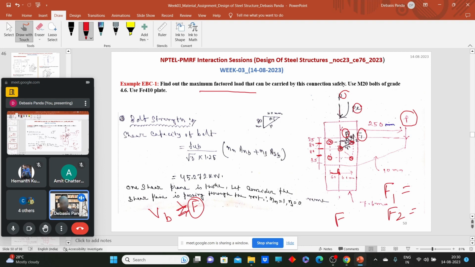What will be the strength of the bolt? Here we have to use an M20 bolt of grade 4.6. What will be the shear capacity of the bolt? How many shear planes are there? Here two plates are there, 1 and 2, so there is one shear plane. Here I have considered the shear plane passing through the root portion, so this part will be cancelled out. Is any kind of reduction factor needed? No, because this is neither a long joint, nor are any packing plates there. So we don't need to worry about correction factors. Here we can calculate the shear capacity of a single bolt as 45.272 kN.